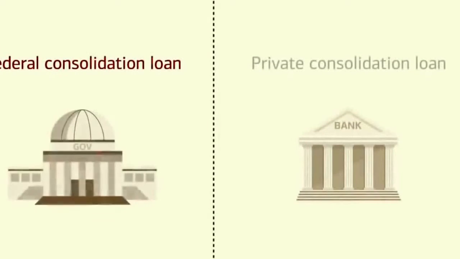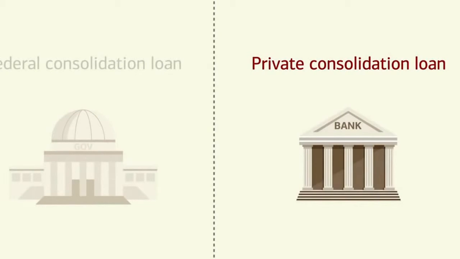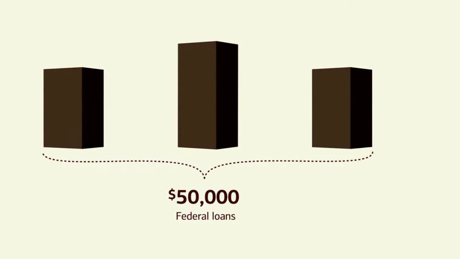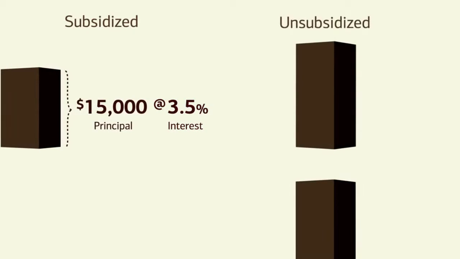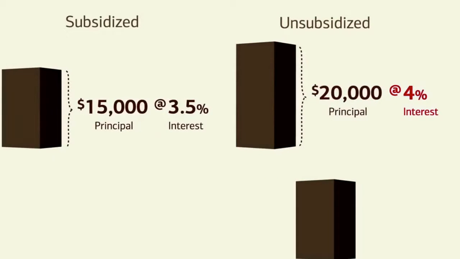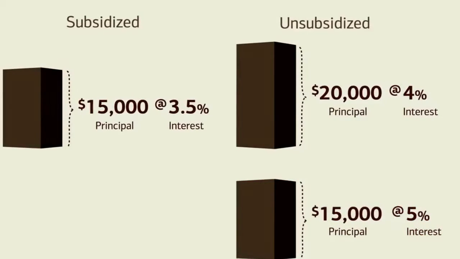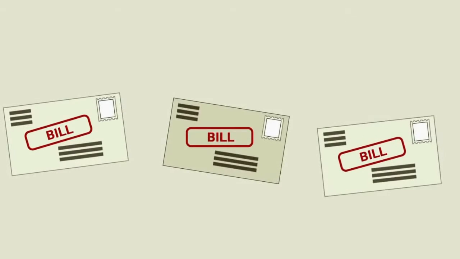Let's look at an example of getting a federal consolidation loan. You can also get a private consolidation loan if you have private loans, but we'll get to that in a minute. Let's say you have $50,000 in federal loans, $15,000 in subsidized loans at a 3.5% interest rate, and then two different unsubsidized loans, a loan of $20,000 with a 4% interest rate, and a loan of $15,000 with a 5% interest rate. If you're not sure about the differences between unsubsidized and subsidized loans, we cover this in another video.